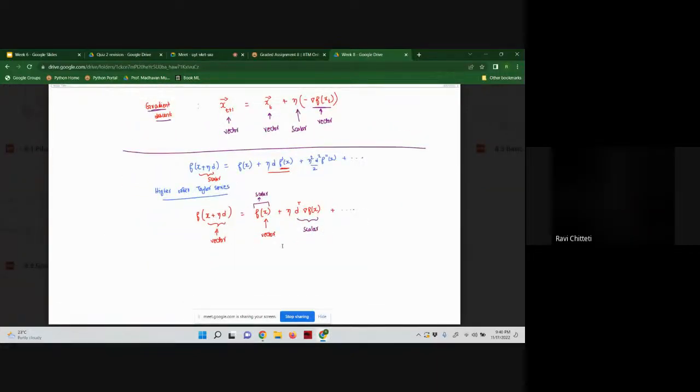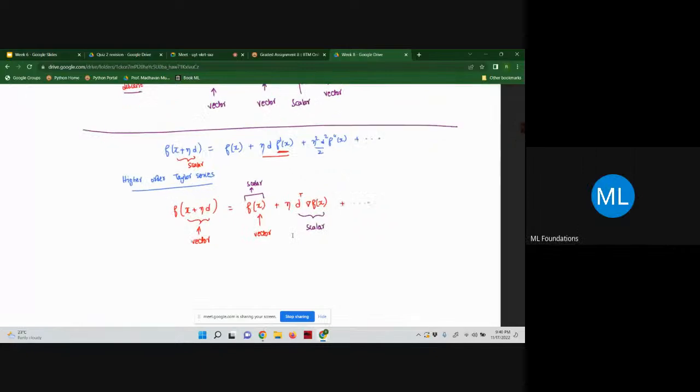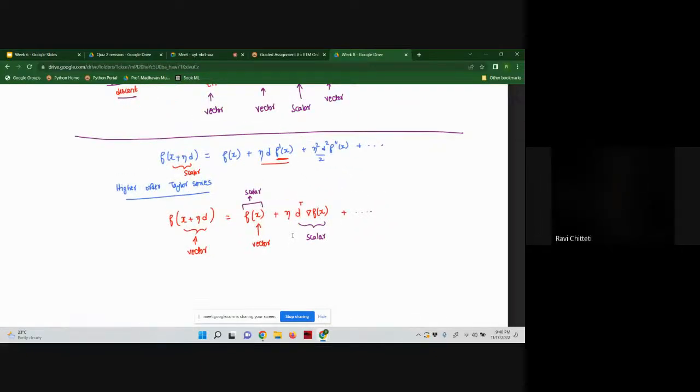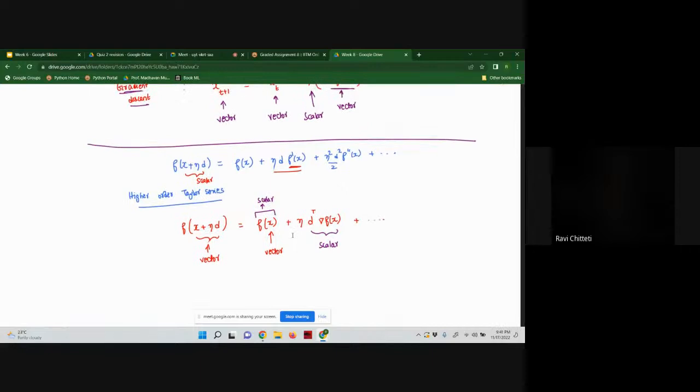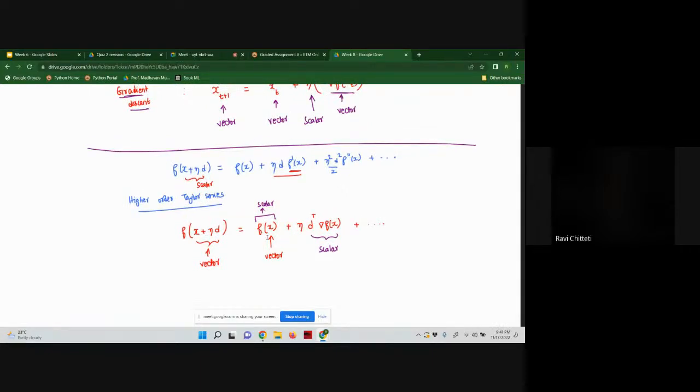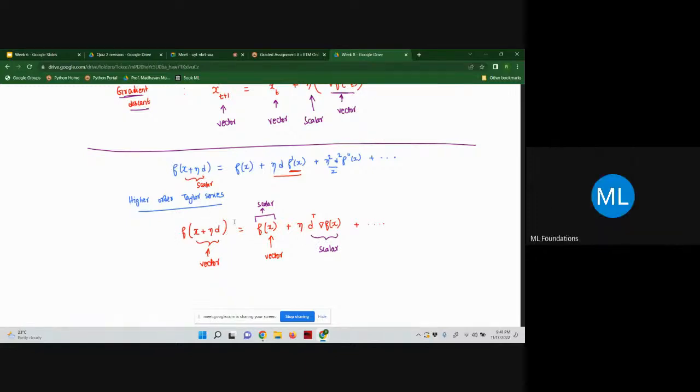Here we are saying gradient descent. It is all vector, scalar, and vector. And here, we're just mentioning it is a scalar, but on top of it, it is written as all scalar. Well, f of x plus eta d is a scalar, not a vector. X plus eta d is a vector, x is a vector, d is a vector, but f of x plus eta d is a scalar. X is a vector here, but f of x is a scalar. D is a vector. D transpose gradient f of x is a scalar again. So you will be adding scalars only.